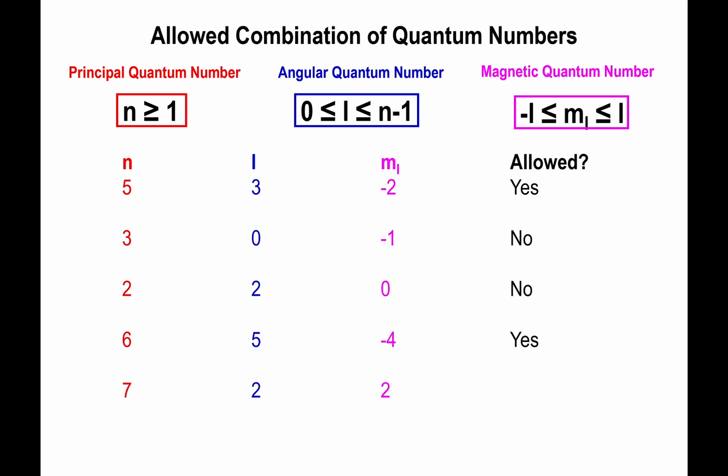All right, we'll do one more. N equals 7. If n equals 7, L can go up to a value of 7 minus 1, or 6. The actual value of L is below the value of 6, so this works out. But L being 2 means that m sub L can go from negative 2 up to plus 2. And the value of m sub L is indeed plus 2, so this is allowed.